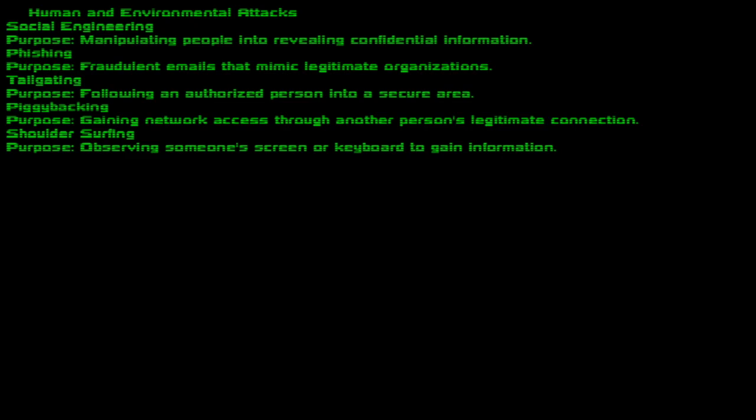Human and environmental attacks. Social engineering. Purpose: manipulating people into revealing confidential information. Phishing. Purpose: fraudulent emails that mimic legitimate organizations. Tailgating. Purpose: following an authorized person into a secure area. Piggybacking. Purpose: gaining network access through another person's legitimate connection. Shoulder surfing. Purpose: observing someone's screen or keyboard to gain information.